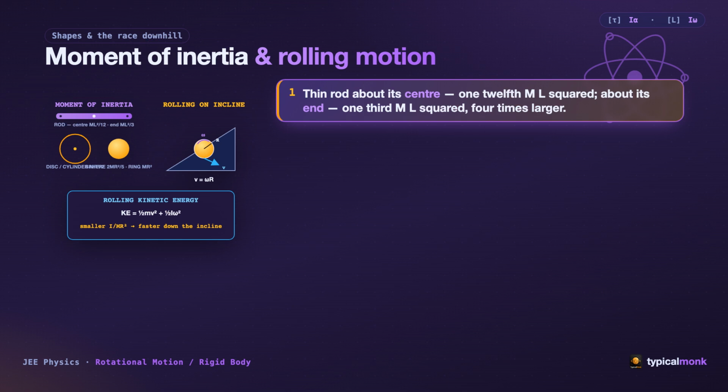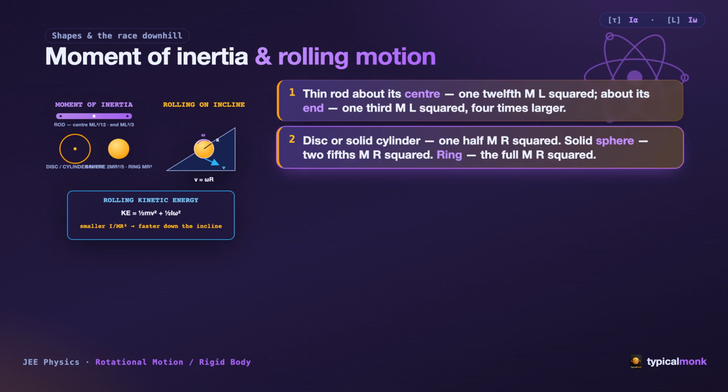About an axis through its center, I is 1/12 ml squared. About an axis through its end, I is 1/3 ml squared, 4 times larger, because more mass now sits far from the axis. Second, the round shapes. A disc or a solid cylinder about its central axis carries 1/2 mr squared. A solid sphere about its diameter carries 2/5 mr squared, smaller because a sphere packs its mass closer to the center. A ring about its central axis carries the full mr squared, every bit of mass sitting at the rim.